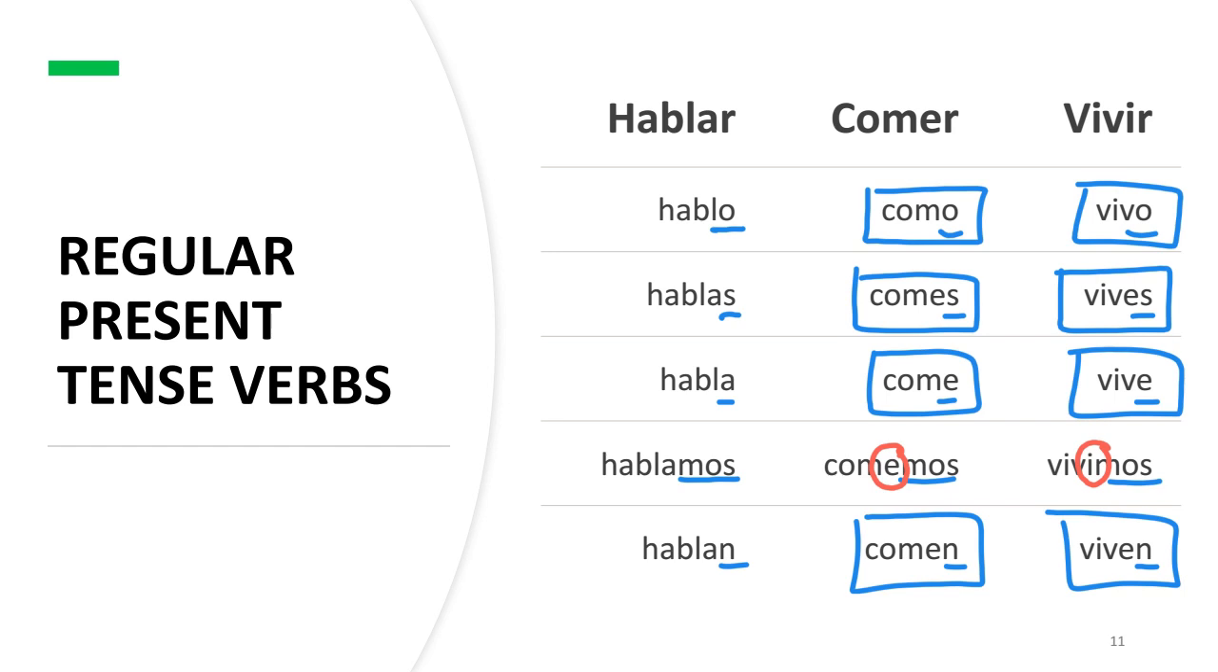You're kind of only memorizing the endings for AR verbs, and then you're memorizing the endings for ER and IR verbs. So pay attention to those patterns, and it should help you remember your endings.